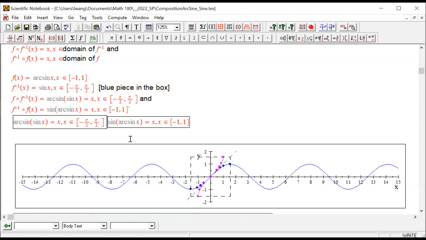All right, so let's try some examples. I got examples for you.